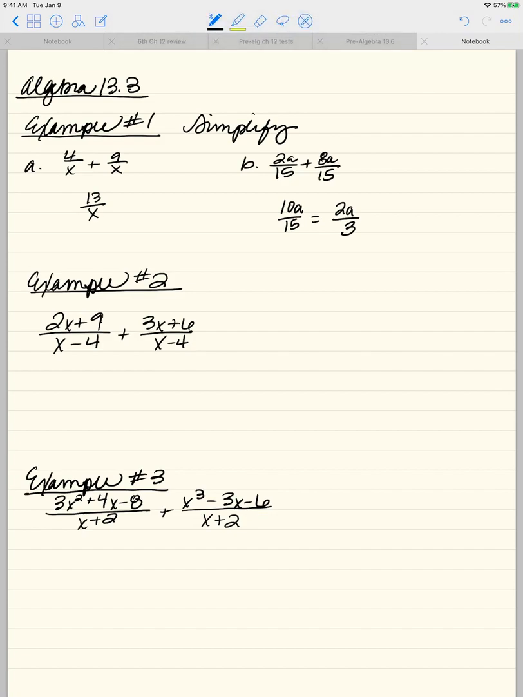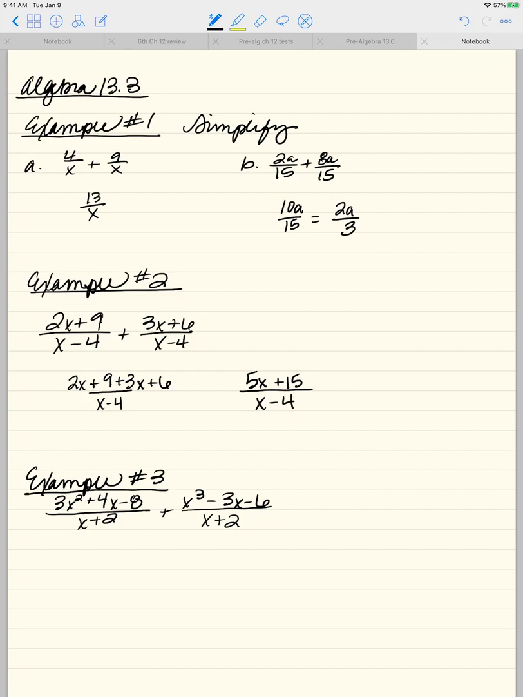All right, example number 2, common denominator of x minus 4. So we can just jot that down there as our denominator. And then we're going to do 2x plus 9 plus 3x plus 6 in our numerator. Look for your like terms, 2x and 3x, 5x, 9 and 6, 15 over x minus 4.